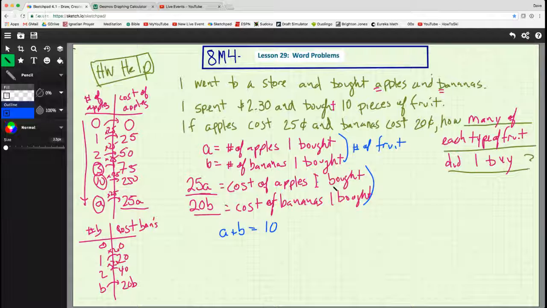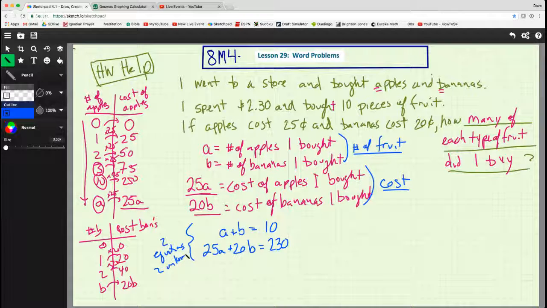Now the cost that I spent has to be 230 cents. So here, this has to do with cost. Right? So the cost of the apples, 25A, plus the cost of the bananas equals 230. Okay, so now we have two equations and two unknowns. And here is another good candidate for substitution, if you want. But let's do elimination. So do we want to eliminate B, or eliminate A? Well, I'm going to eliminate B because it's going to be a smaller multiplier.